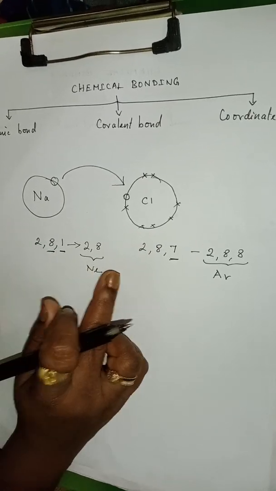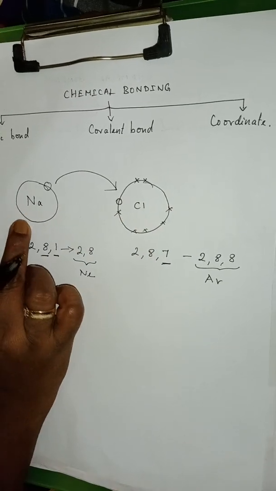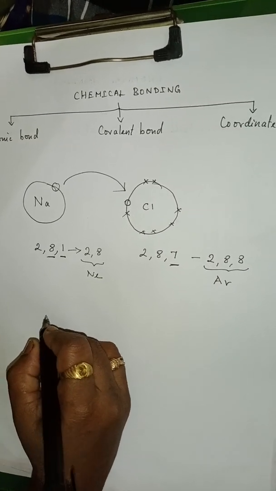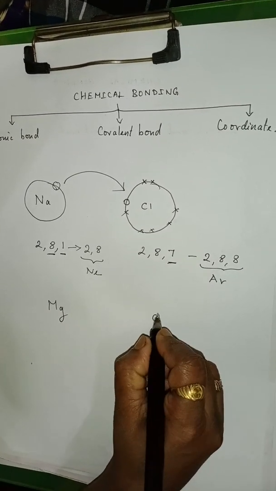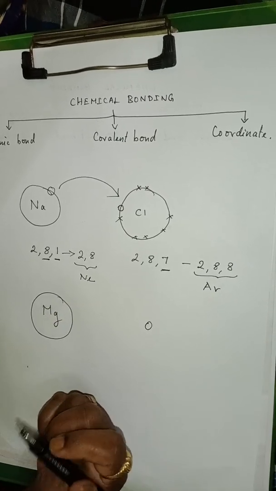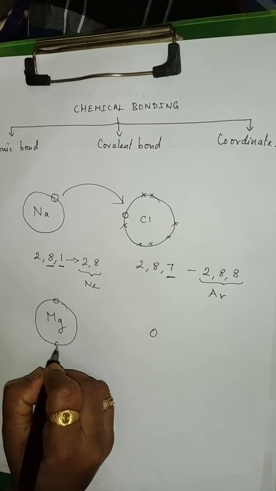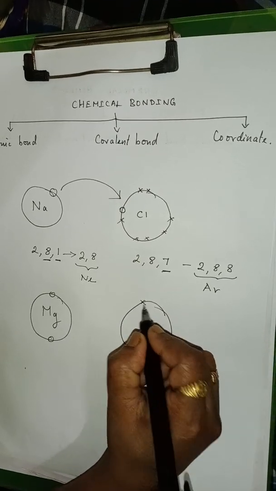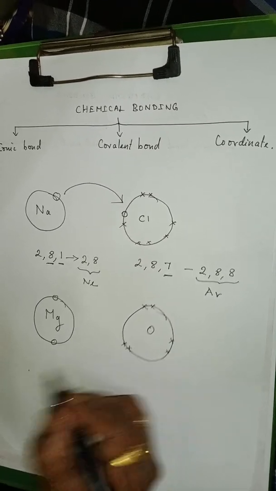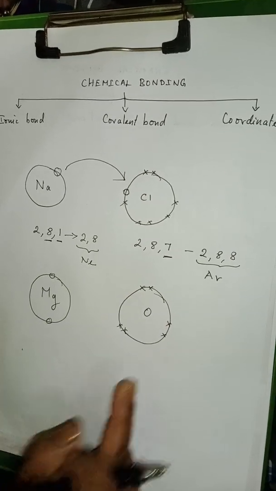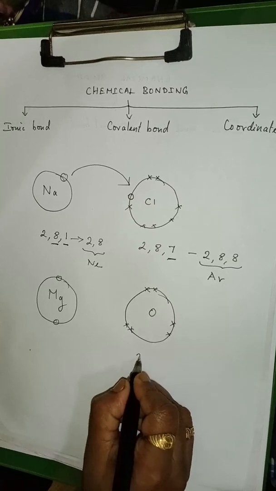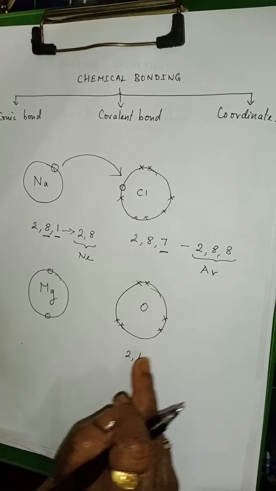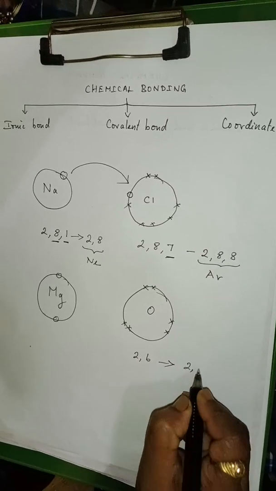As Lewis said, it depends upon the number of electrons present in the outermost shell. Why did he say that? For example, take magnesium oxide. Magnesium is a second group element, so it has 2 electrons in the outermost shell, and oxygen is a 6th group element, which has 6 electrons in the outermost shell. Its atomic number is 8, so 2, 6 is the electronic configuration of oxygen. When it gains 2 electrons, it becomes 2, 8.